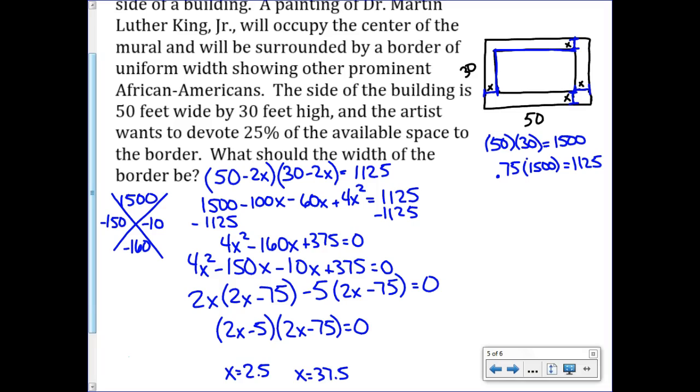So that doesn't make sense to be an answer, even though it is a valid answer when we solve the problem. In the context of the problem, it is not a solution. So our answer here is 2.5 feet. So the border would be 2.5 feet wide all around. All right, let's try one more problem.